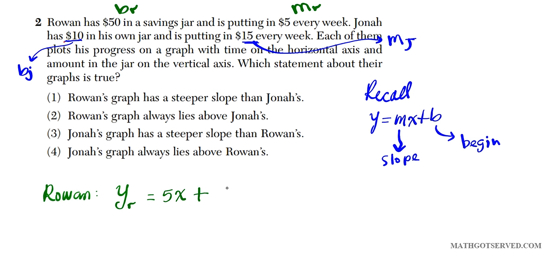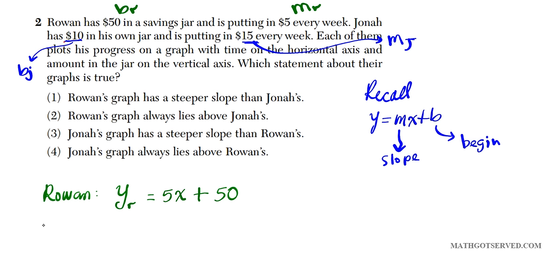5x plus 50. Okay, following y equals mx plus b format. Now let's take a look at Jonah's line, Jonah's saving line. Can you see what that is?